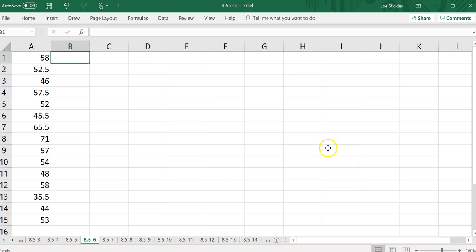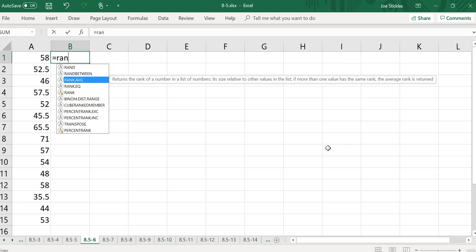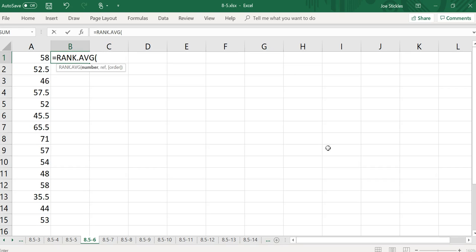I do it numerical too. Okay, all right, equals rank average. The number we want to check is this, but not against itself. We want to check it against, what was the median they asked us to do at 8.5? It's 50, right? So we'll do the rank average.